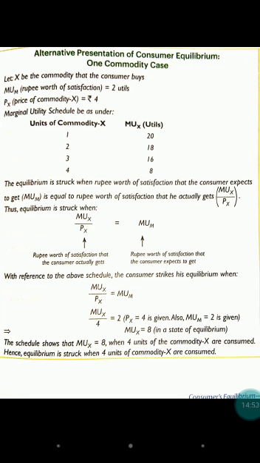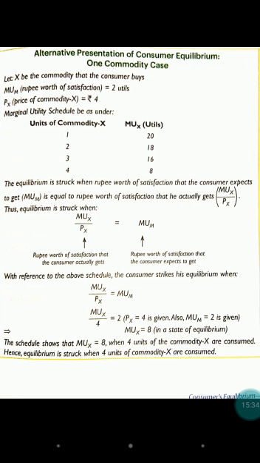PX, price of commodity, that is rupees 4. When we are consuming 1 unit, we are giving 4 rupees, and we are getting satisfaction of 20. MUX is 20. Again, when we are consuming unit second, again we are paying 4 rupees, and MUX is 18. So on. The equilibrium is struck when rupee worth MUM that the consumer expects to get is equal to rupee worth of satisfaction, means MUX upon PX equals MUM.